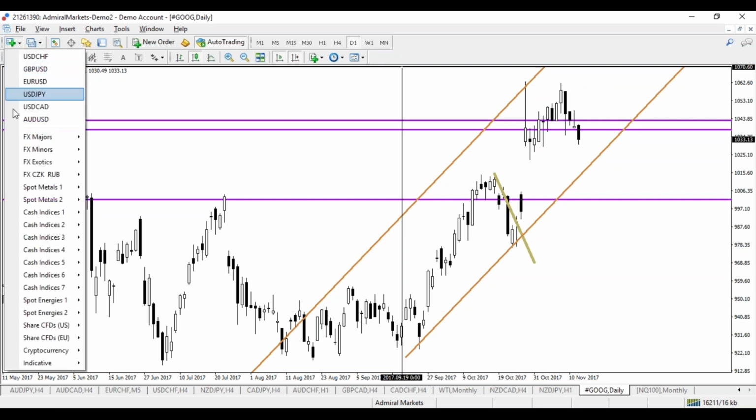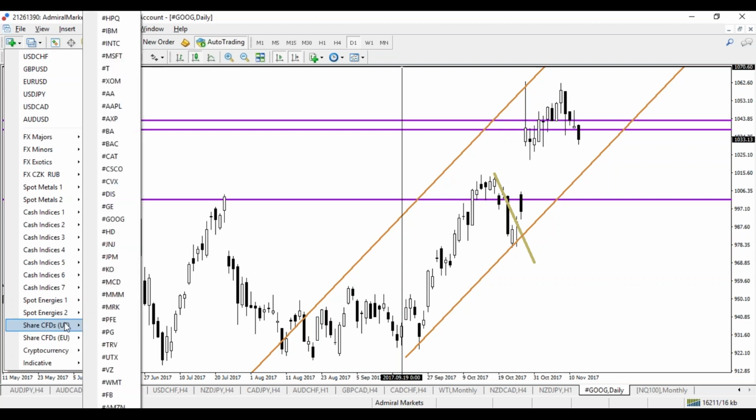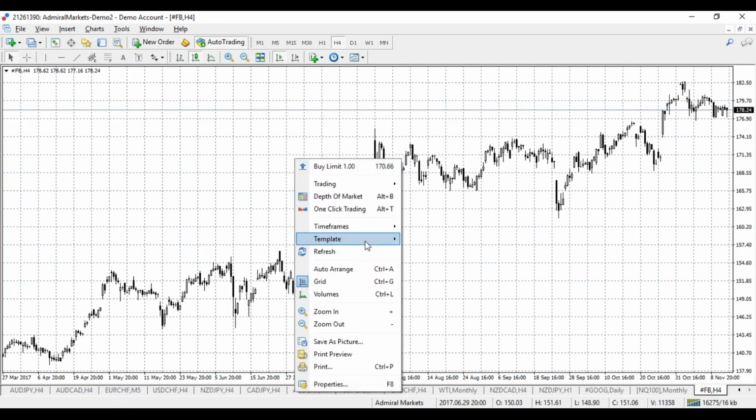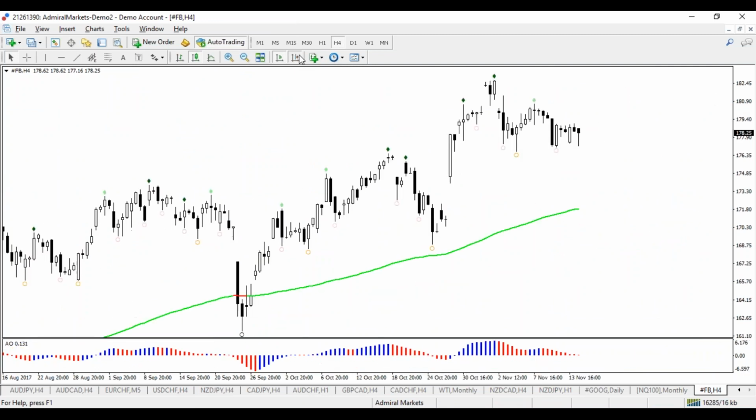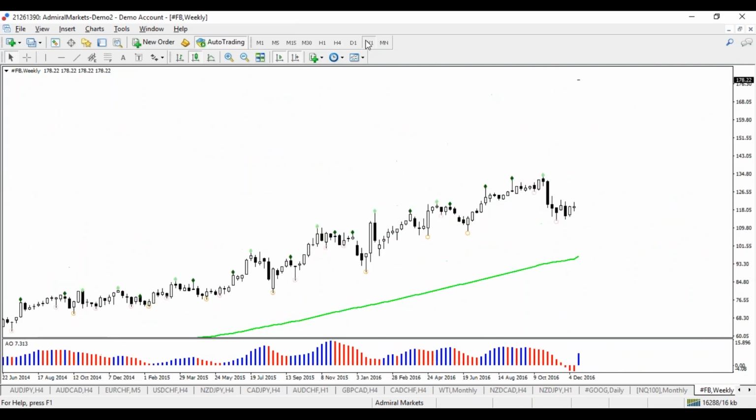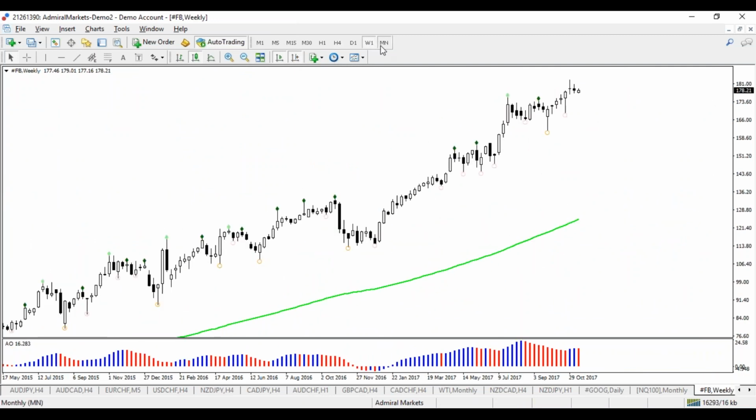But this is one of them. You can find a lot more, of course, if you go to this list. Here you go, a whole big list with cash indices, CFDs too, and of course Google is just one of them. Here's another one, Facebook, for instance. Put the template on that you'd like to see. There you go. And we can start analyzing it.